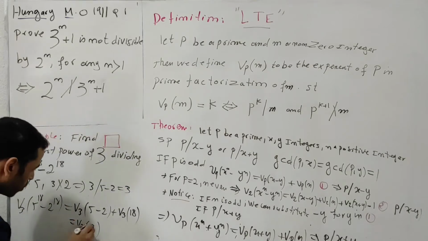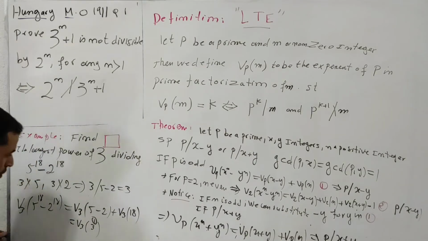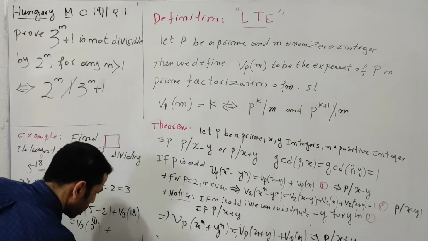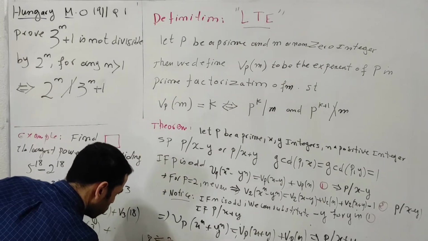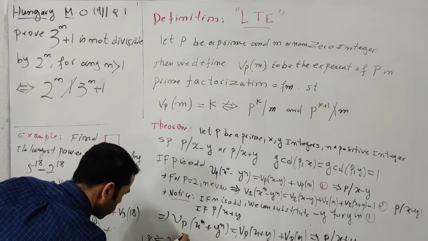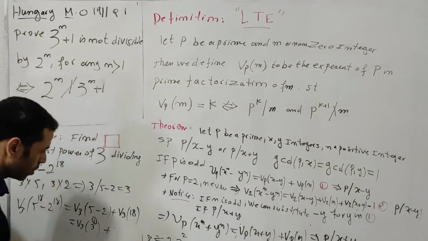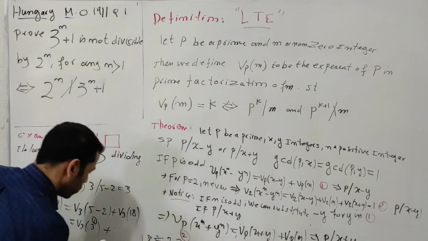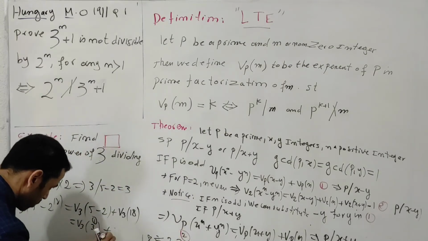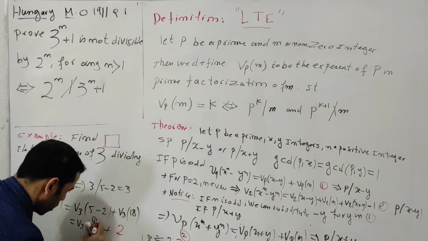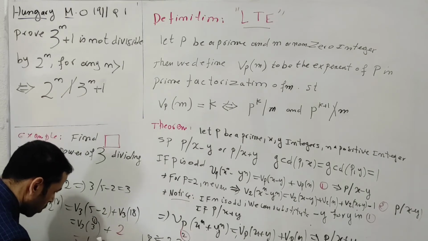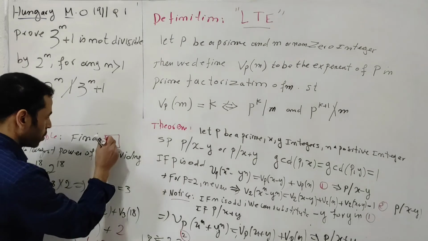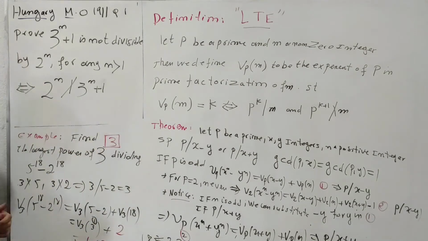So the exponent of this one is 1, okay. The exponent of this one, 18, I can rewrite as 18 equals 2 multiplied by 3 to the 2, okay. So the exponent of this one equals 2. So this one will have number 2 here, I have number 1 here, 1 plus 2 equals 3. Now the largest power of 3 is 3, okay.